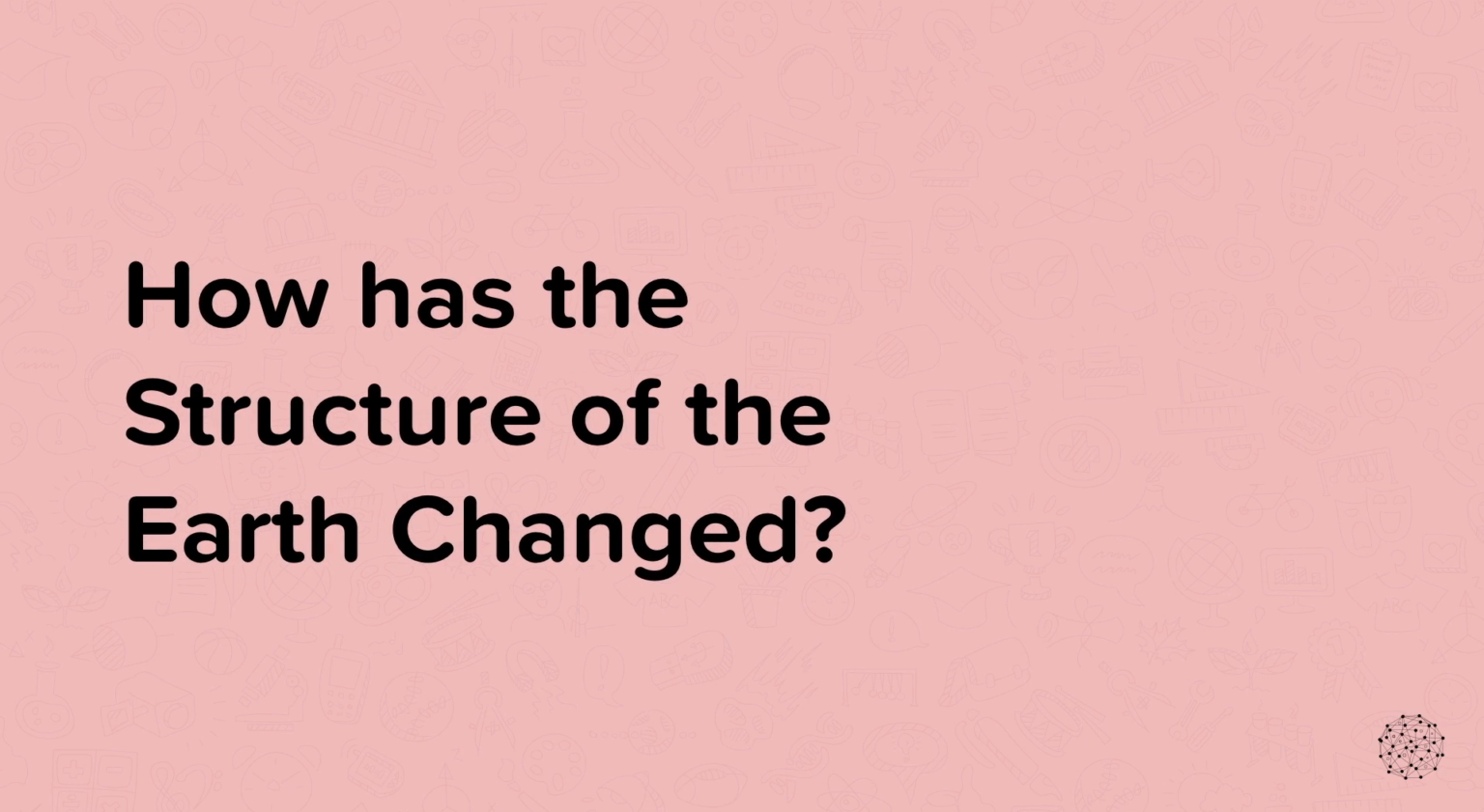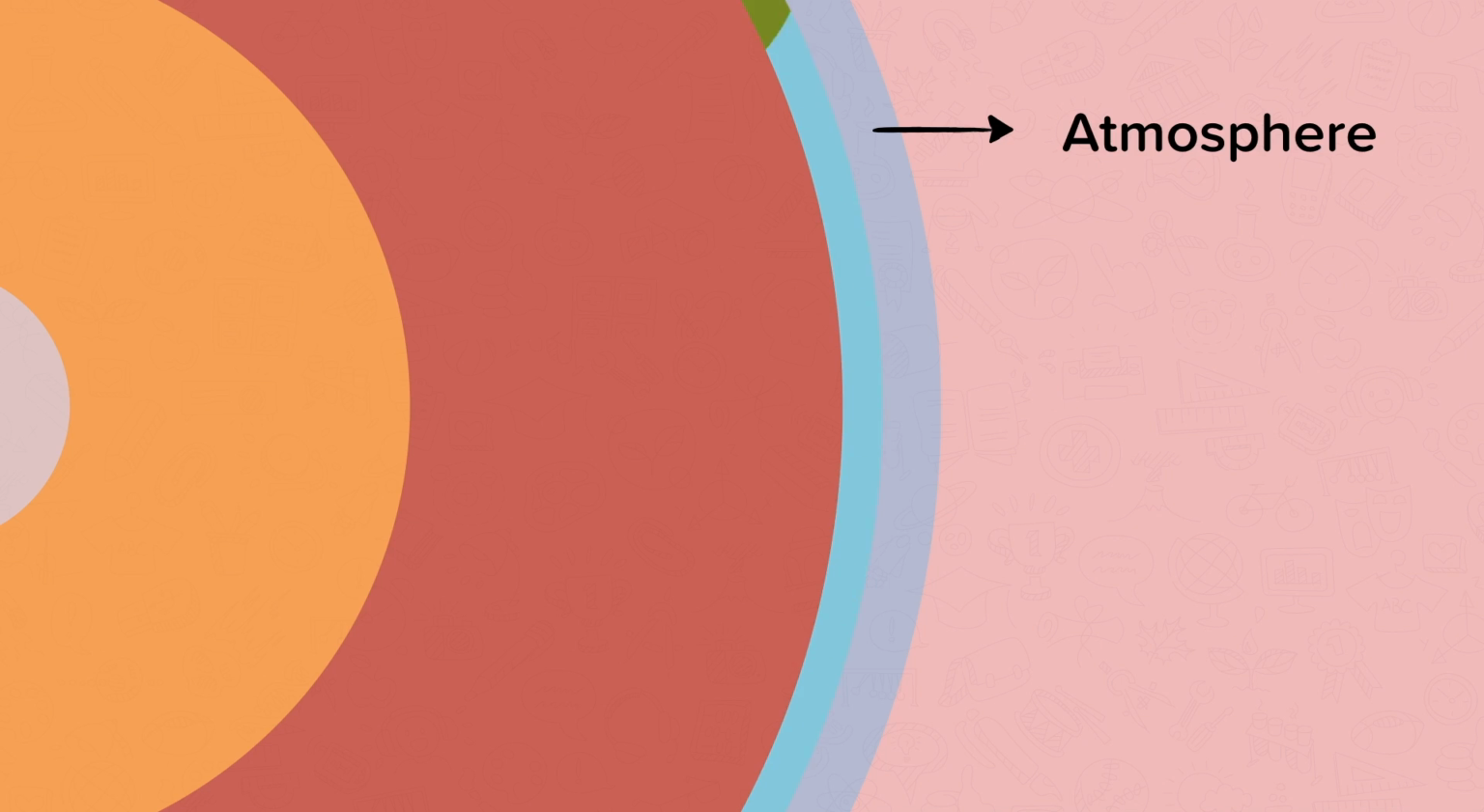This nugget will examine the question, how has the structure of the Earth changed? Our Earth has an internal structure with several layers. Around the outside, there is the atmosphere. Our land masses and oceans are on a layer called the crust.